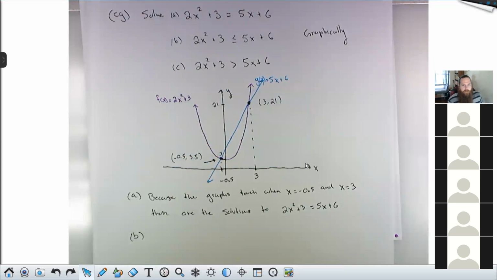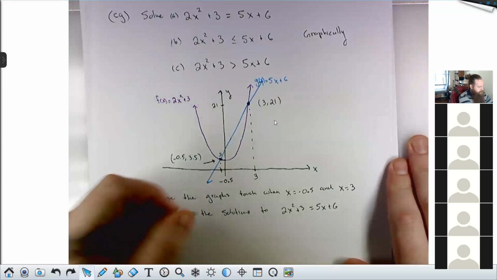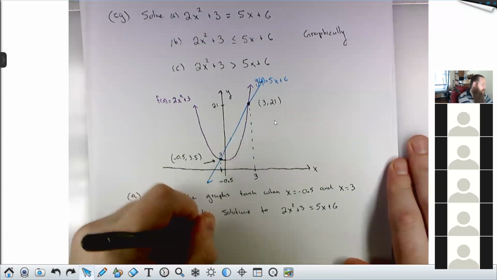I would say it's below the graph of 5x plus 6. Yeah, I'm trying to find all the x values where the purple graph is below the blue graph, right? Since the purple graph is 2x squared plus 3, and the blue graph is 5x plus 6, 2x squared plus 3 will be less than or equal to 5x plus 6 anywhere the purple is beneath the blue. So where is that? Where is the purple beneath the blue? I don't think the purple is ever beneath the blue.